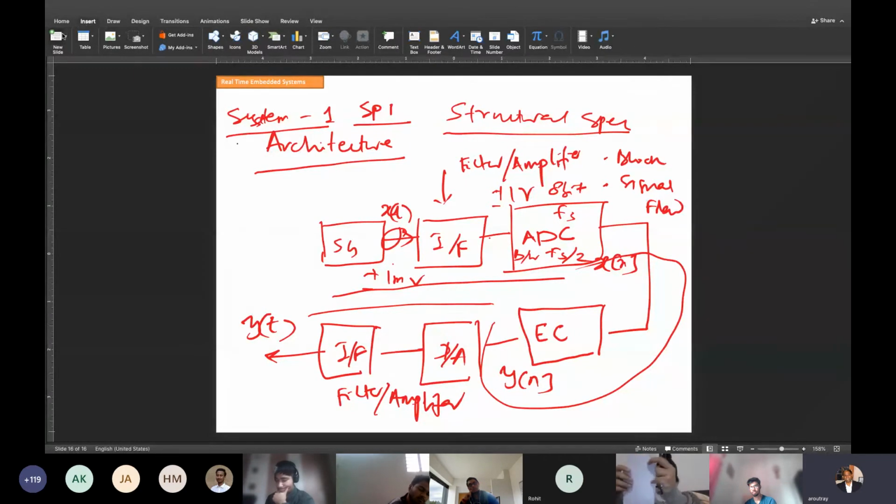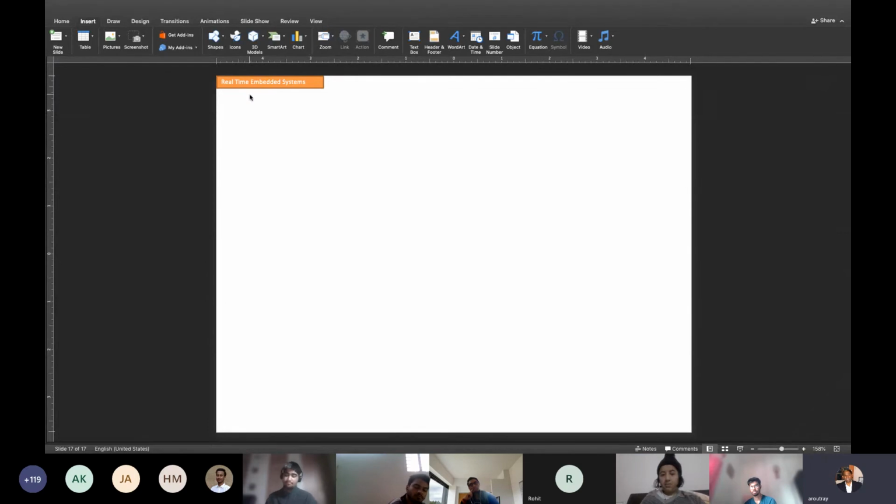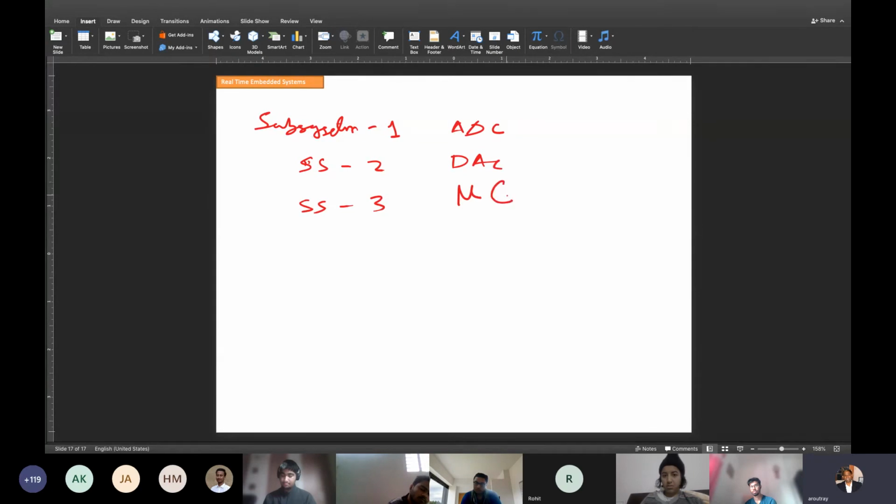Okay, now let's go to the next level. The next level is subsystem level specification. So the system level block diagram is then broken into subsystem level. Subsystem 1, let's say, is A to D, ADC. Then subsystem 2, DAC. Then subsystem 3 is the microcontroller, MCU. These are the 3 subsystems.